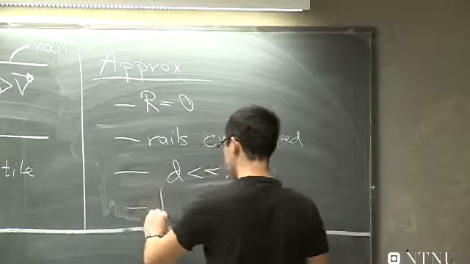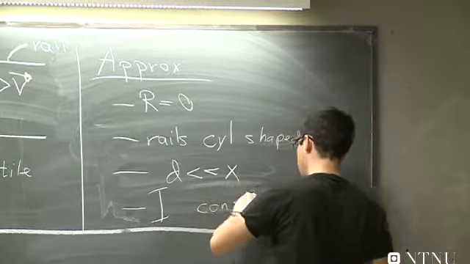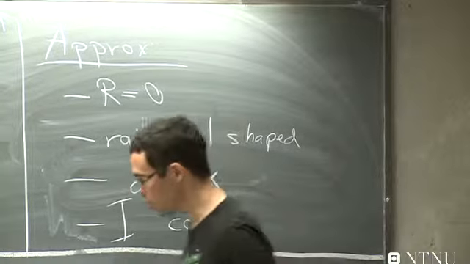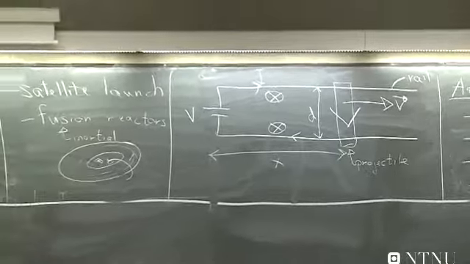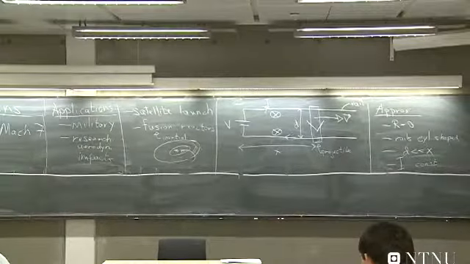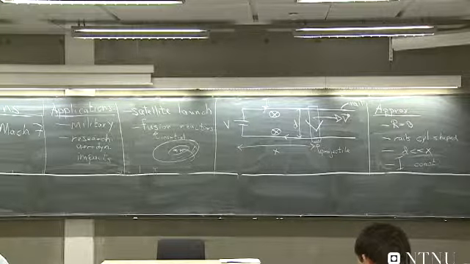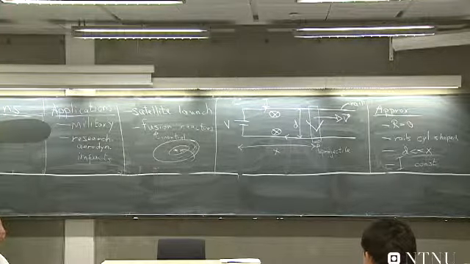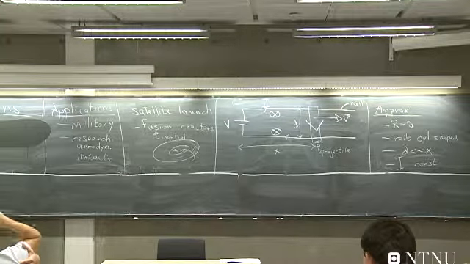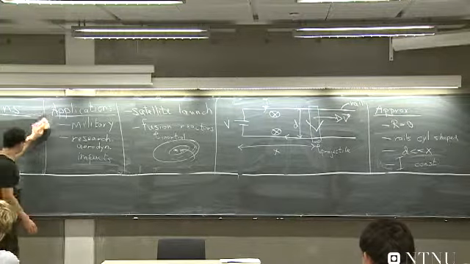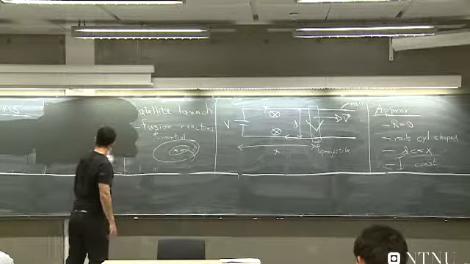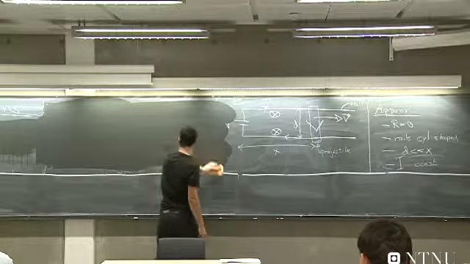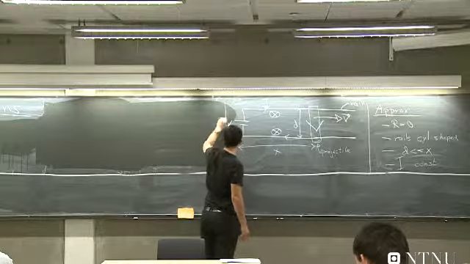And finally, I'm going to say that I is constant. I'm pretty sure it's going to be really hard to keep the current constant as the projectile starts flying, but well, let's try and see what happens in that case. I think I'll keep the sketch for now.